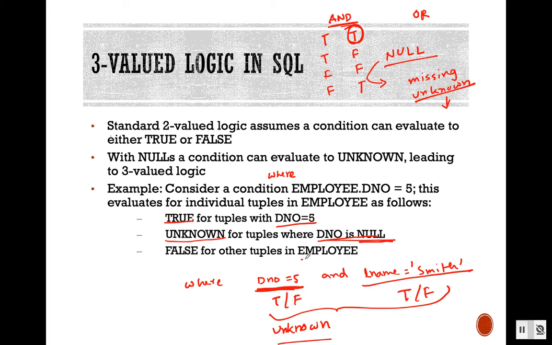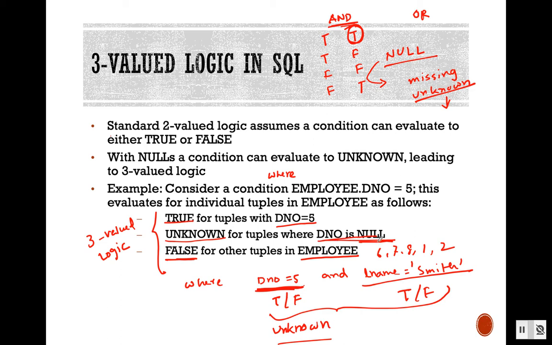So if the dno has a value and it's not null, either 6, 7 or 8, 9 or 1, 2, any value that is not null and not 5, for that tuple this is going to return false. Okay, so we have here 3 valued logic. So now the conditional statement can be evaluated to true, false or unknown.